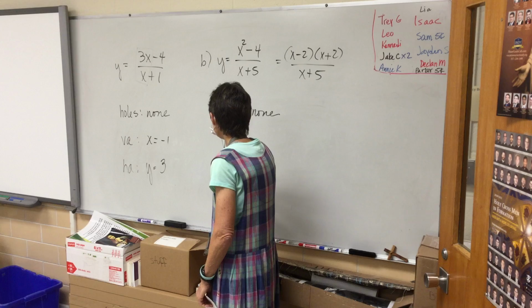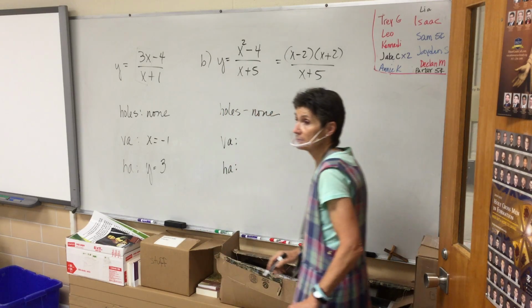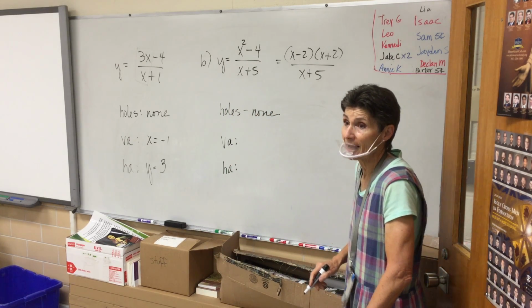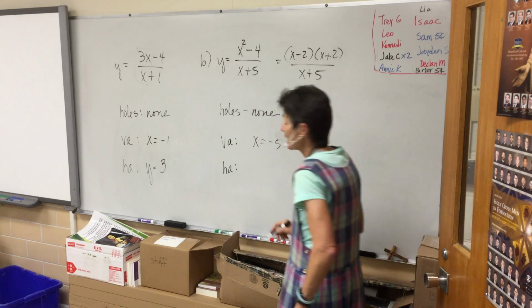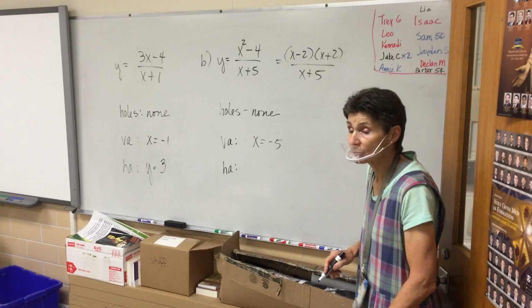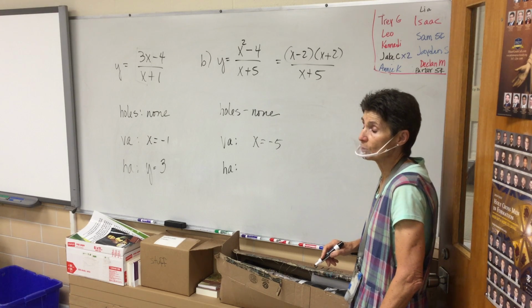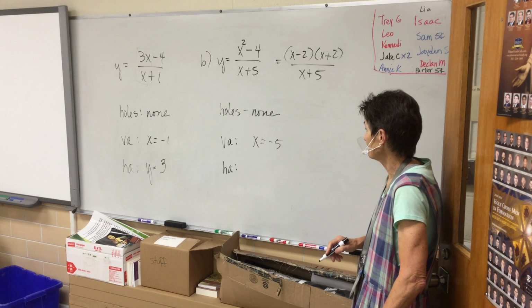Now, is there anything x cannot be? Is there a vertical asymptote? -5. And when we write that down, we're going to say x equals. We're not just going to put -5. We're going to say x equals -5.